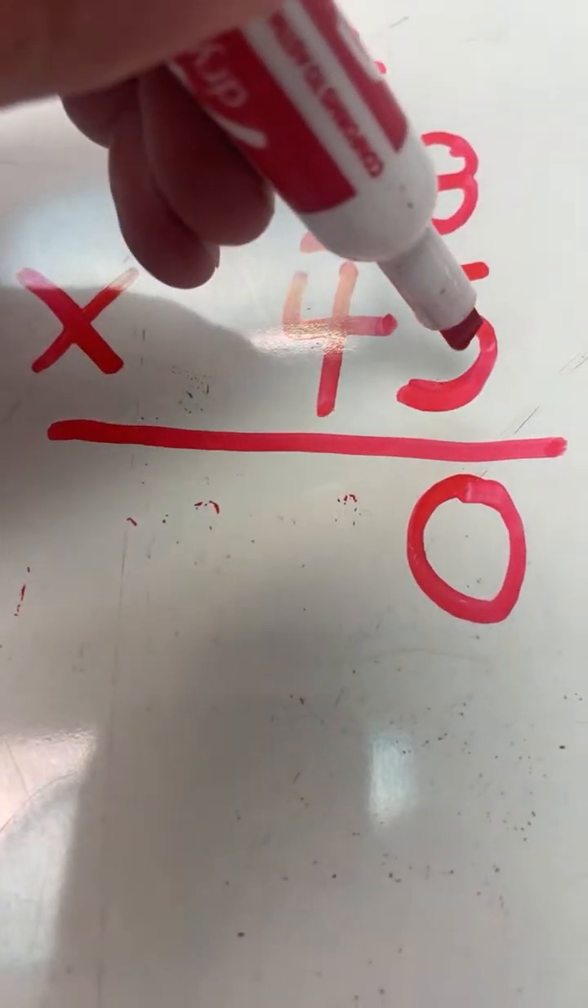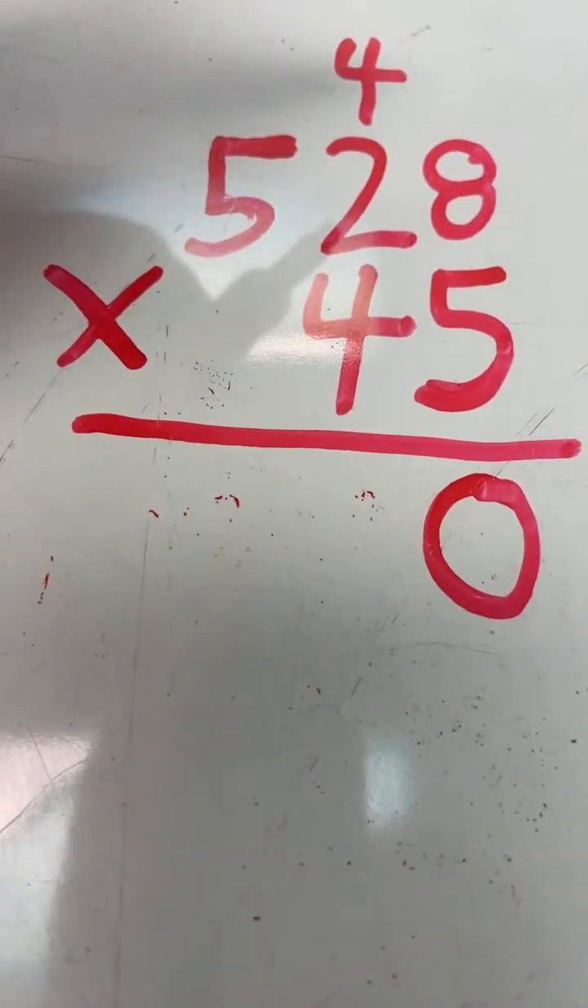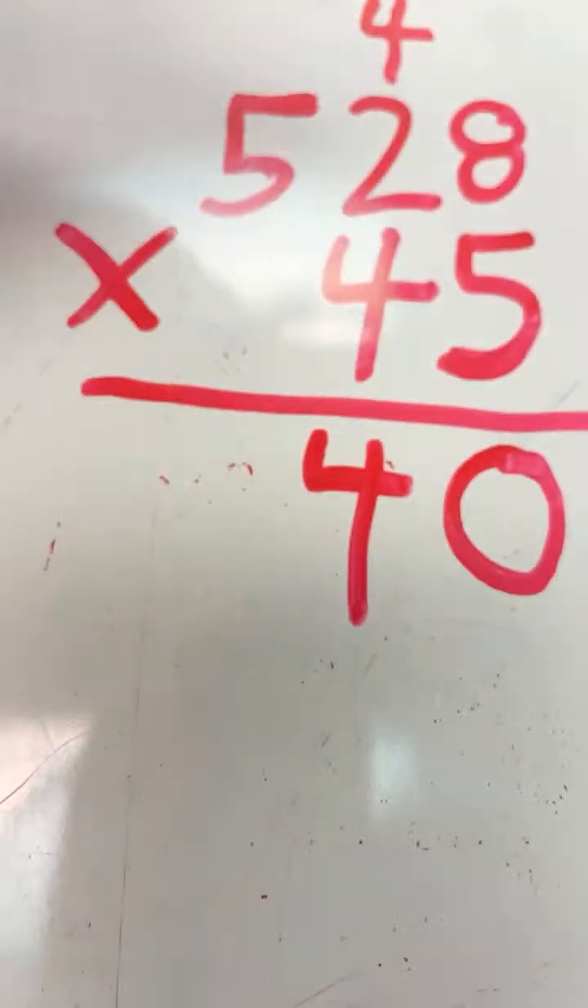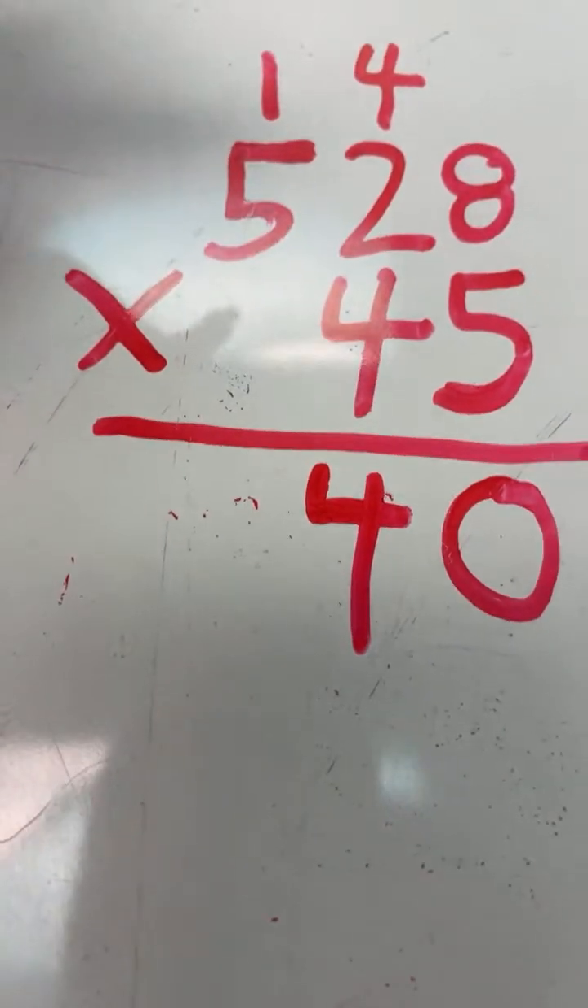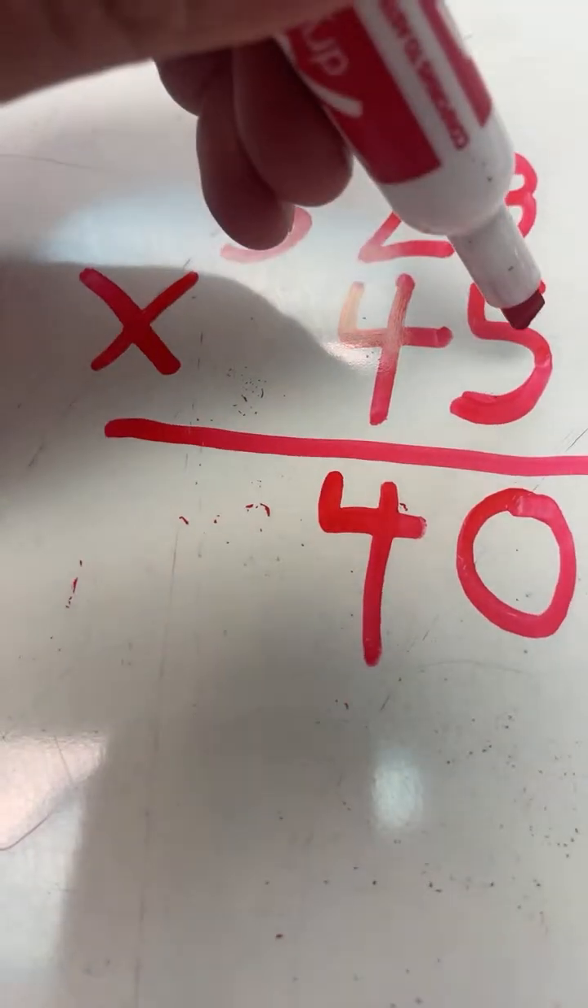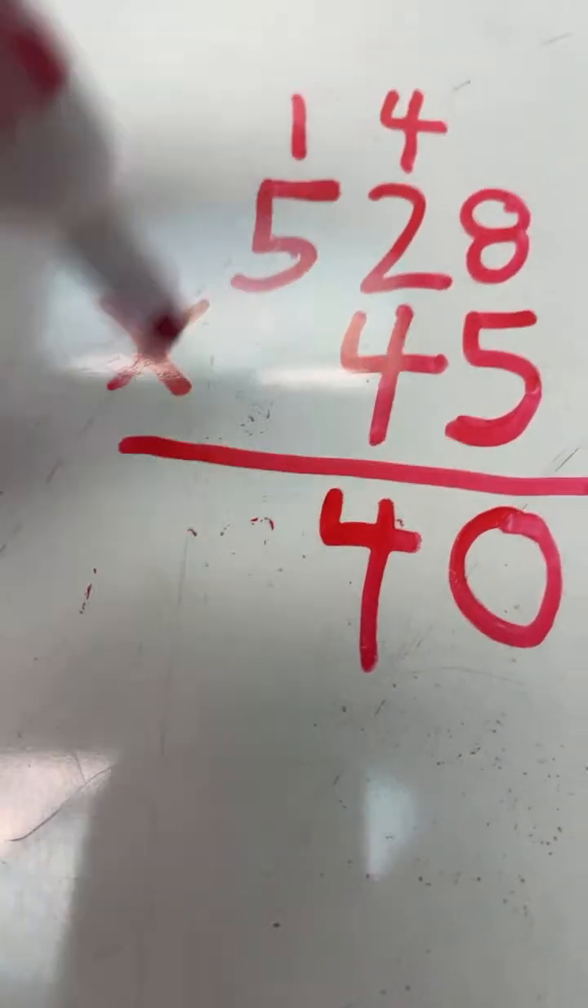2 times 5 equals 10. Plus 4 equals 14. 4, carry the 1. 5 times 5 equals 25. Plus 1 equals 26.